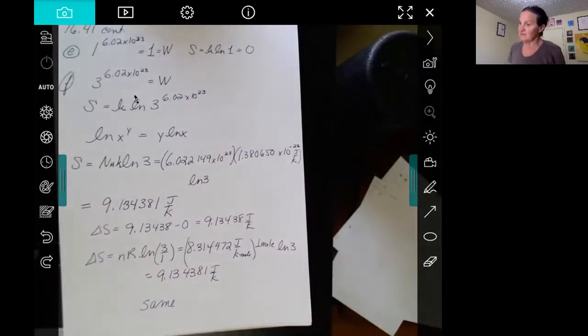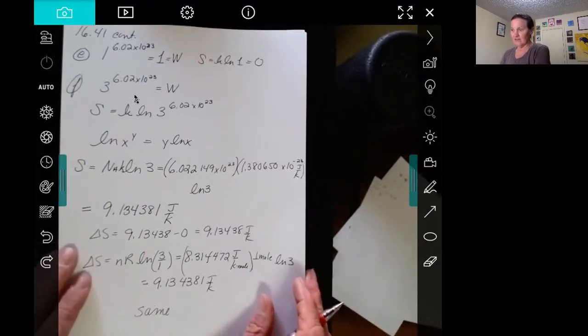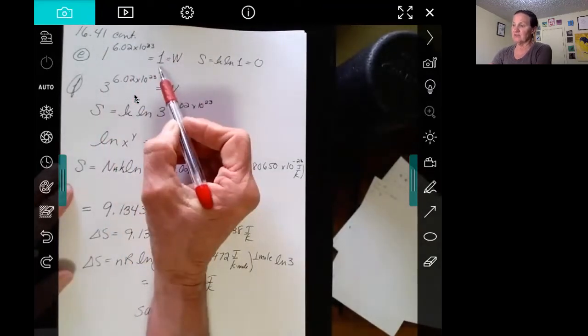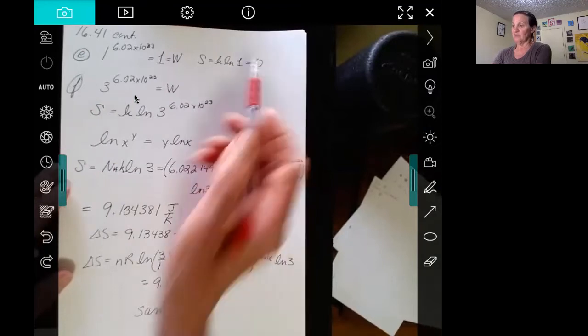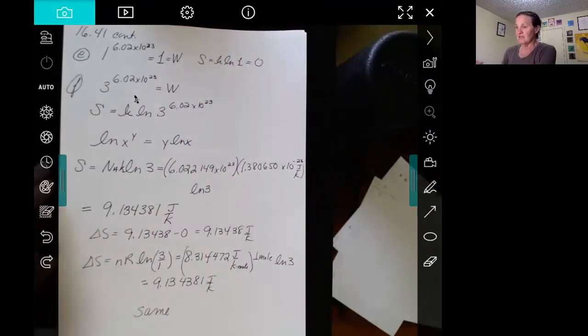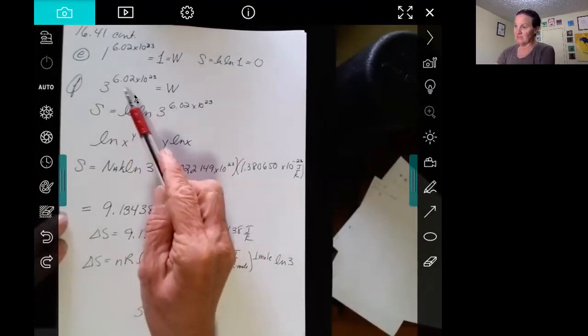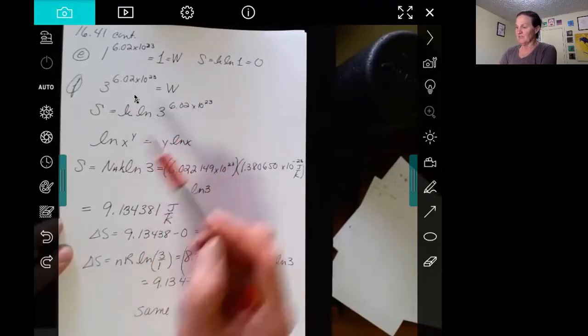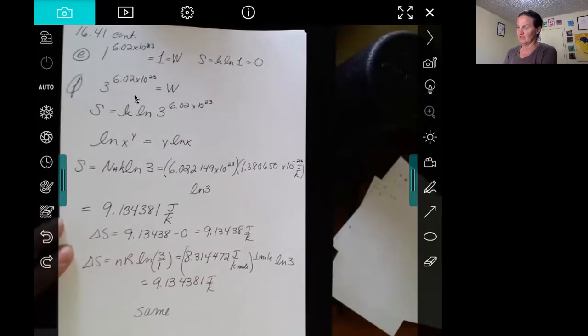So E is a mole of molecules all in container A. So 1 place to be raised to Avogadro's number still equals 1 and entropy equals 0. But in F, they ask you, what if you have that same mole, but you allow them to be distributed amongst all 3 containers? So that's the more probable way. So 3 to Avogadro's number is the weight. That's a big number. Not sure your calculator will want to take the natural log.